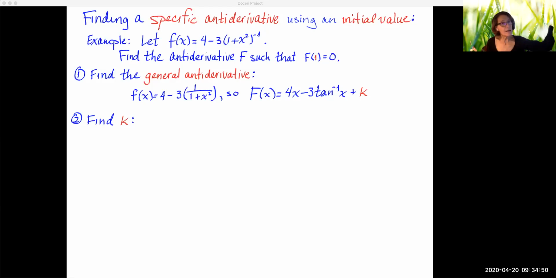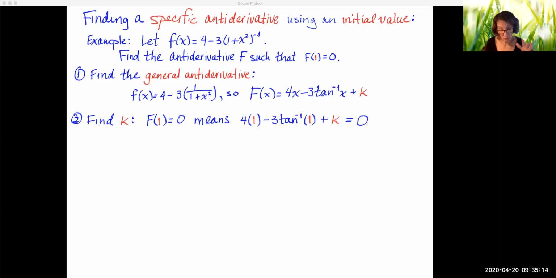So now in the second step, we have to find that constant k. To find the constant k, we use that initial value, capital F of 1 equals 0. So we're going to take this new function and plug in 1, and set it equal to 0. So 4 times 1 minus 3 arctan of 1 plus k is 0.